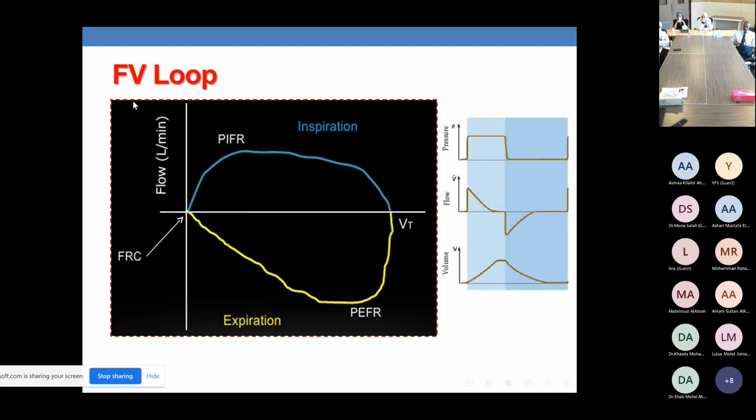Now the flow volume loop. In the upper portion is the inspiration, and the lower portion is expiration. It's like the pulmonary function test. We are sending the baby to do the pulmonary function test. It's like the inversion of the pulmonary function test in this way. Here in the graphics, you start the inspiration from 0. Then expiration will start, and this is the peak expiratory flow. Then we'll go back to 0. Again, the area under the curve is representing the volume.